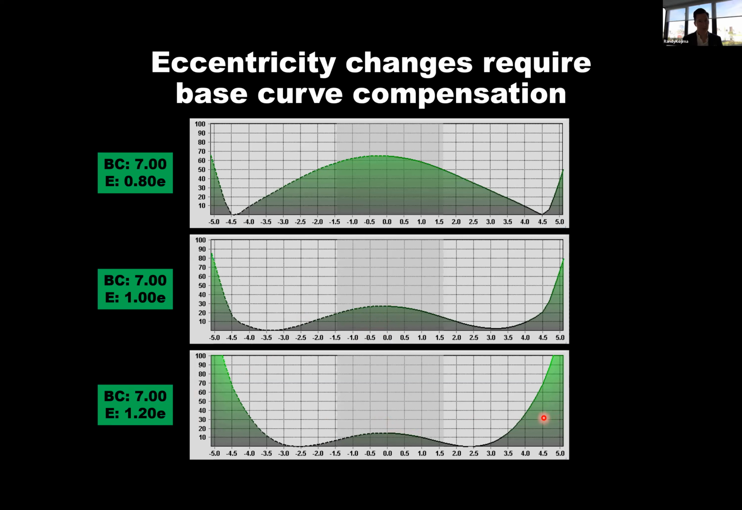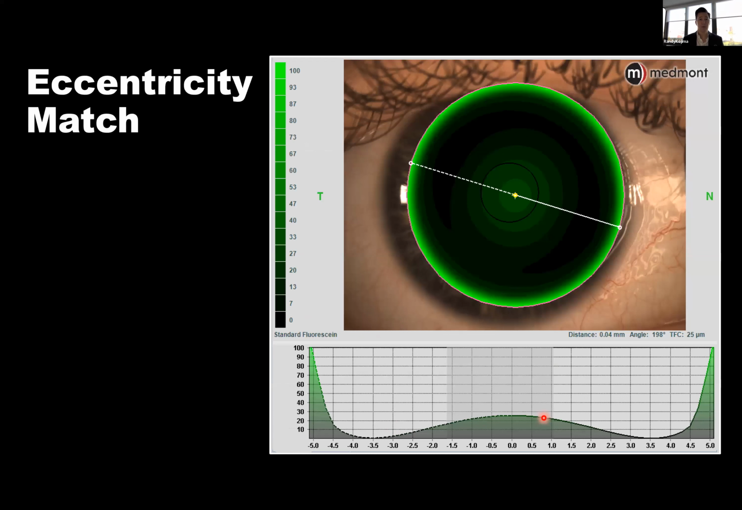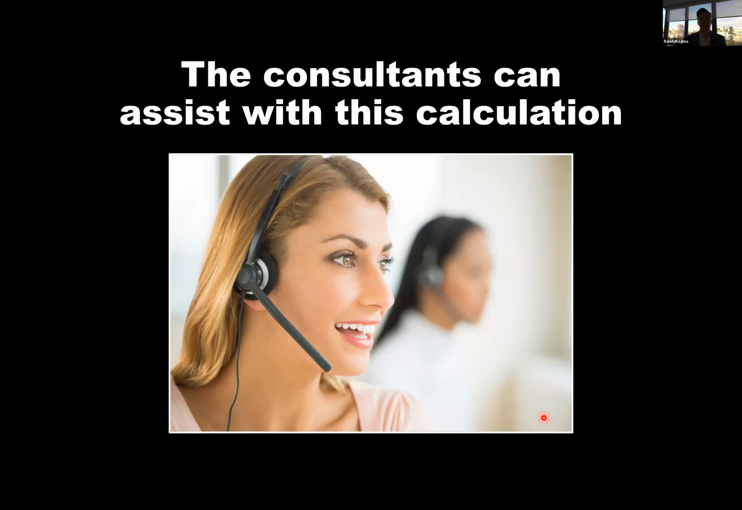So if you change eccentricity by itself without changing the base curve, the height of the lens may be inappropriate for the eye. So match the eccentricity to the eye surface, but also steepen or flatten the base curve radius to create the height you need. And Spectrum can help with this calculation. If you put a diagnostic lens on eye and it has the right sagittal depth, but you need more or less eccentricity, Spectrum International can assist with that calculation. So the consultants are a really important part of fitting the KBA with these very difficult eyes.